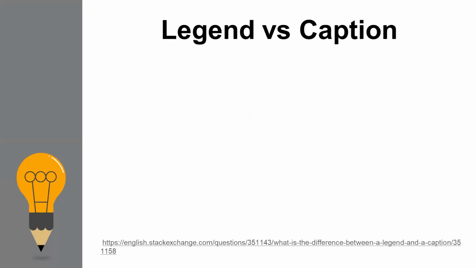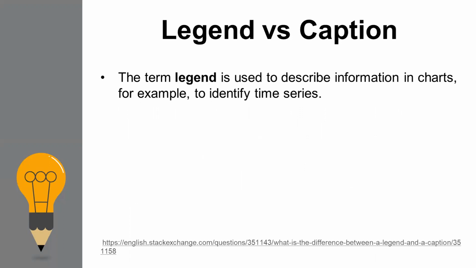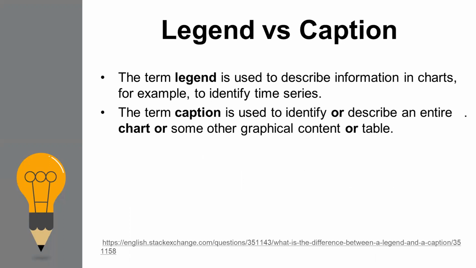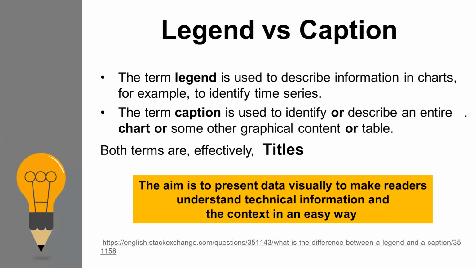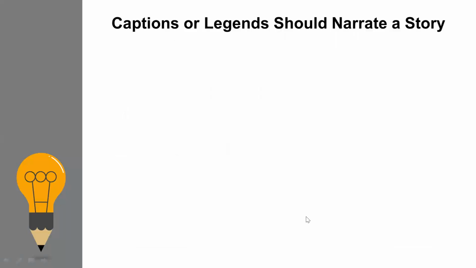Now again, there is a confusion for many about what is a legend and what is a caption. The term legend is used to describe information in charts, for example, to identify time series. The term caption is used to identify or describe an entire chart or some other graphical content or table. Both terms are usually considered as titles or synonyms, but the aim is to present data visually to make readers understand technical information and the context in an easy way.